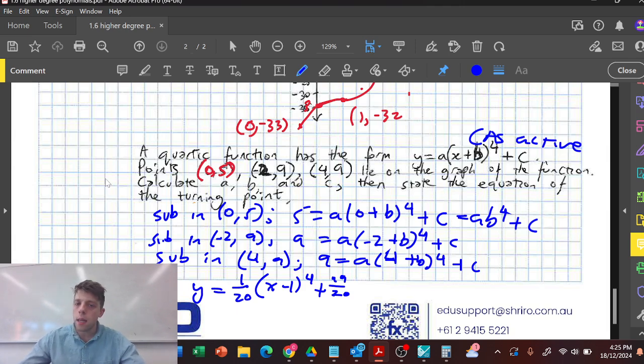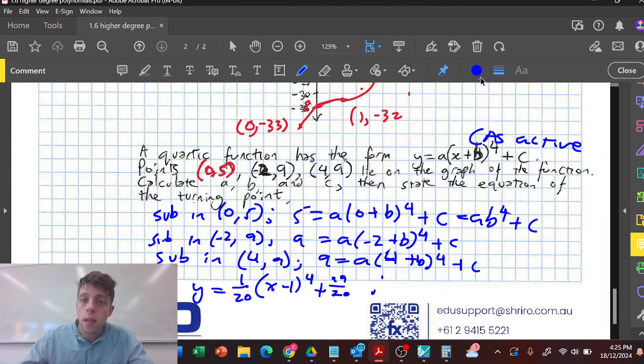It says calculate a, b, and c and state the coordinates of the turning point. Don't think we've found it. We've found a, b, and c. We should have explicitly written a equals 1 over 20, b equals negative 1, c equals 99 over 20. So that's not great. We have not stated the turning point. So again, an easy mark to lose.